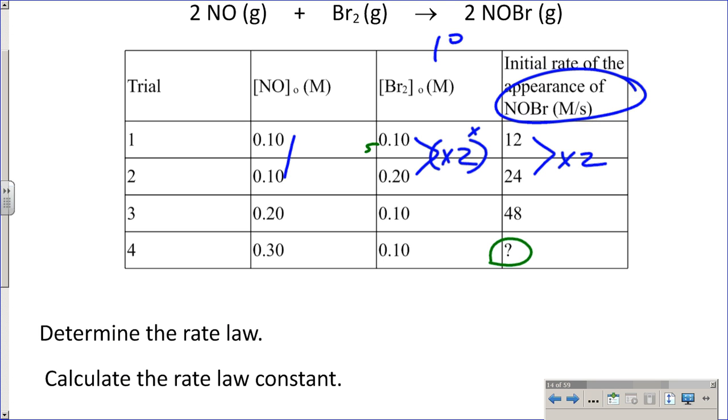Okay, so 1 and 3. From here to here, you're constant. From here to here, you're doubling. And from here to here, you are quadrupling. So this is to the second, so that's second order.